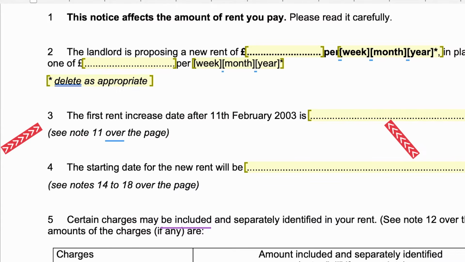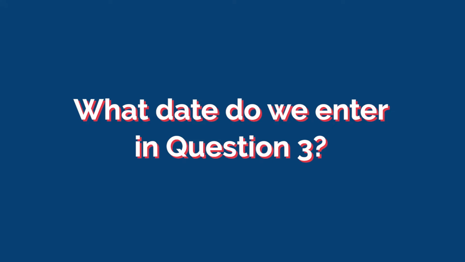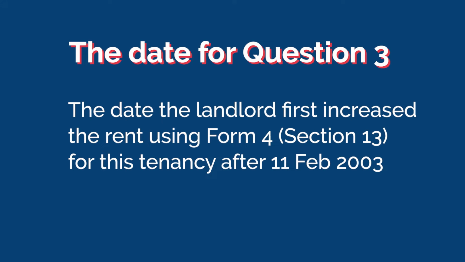The tricky bit is question 3. It says, the first rent increase date after the 11th of February 2003 is ... Now, there are historical reasons for this question, and it does seem a little strange. But the date you need to enter is the date of the very first Section 13 Form 4 notice you've served on these tenants after 2003.